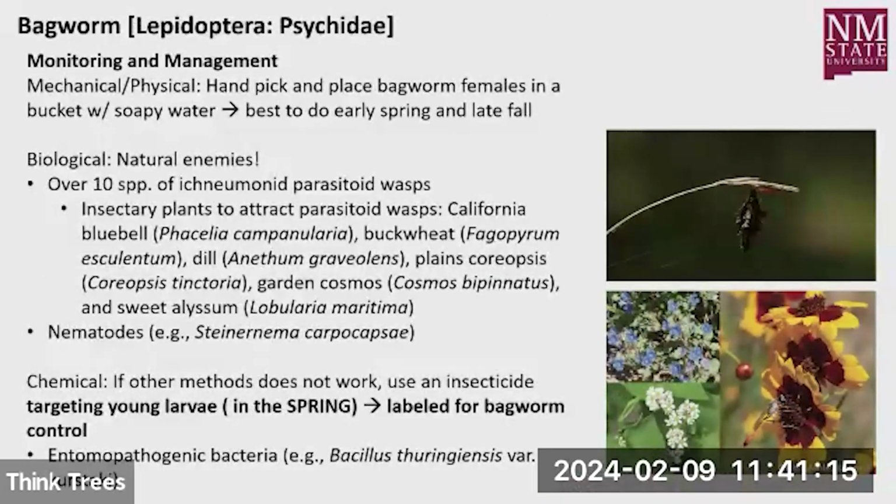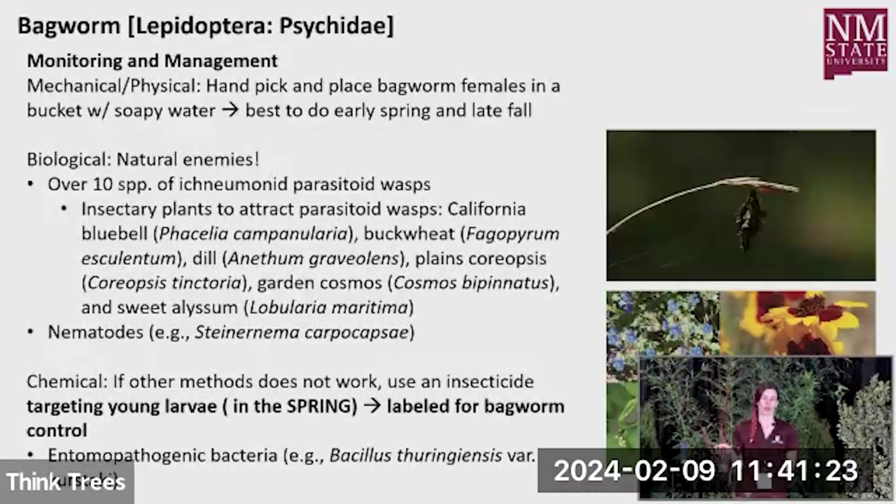So what can you do? Mechanically removing them is a method. So actually handpicking them, putting them in a bucket of soapy water, destroying them. You don't want to leave those bags on the ground because they could just be egg cases to reinfest your tree. Thankfully, there's lots of biological control agents of these, lots of natural enemies of bagworms.